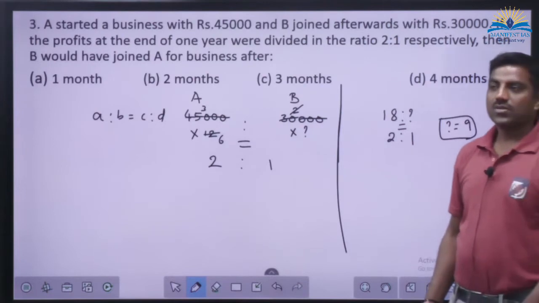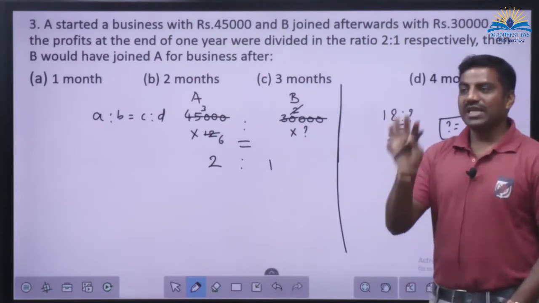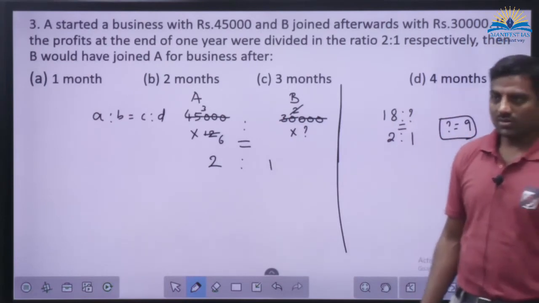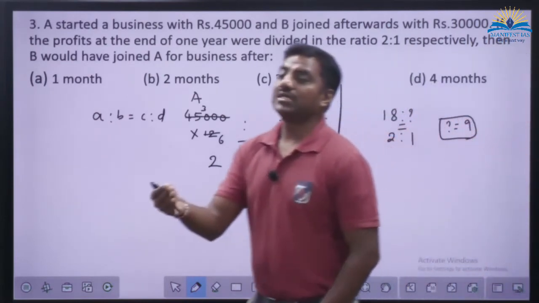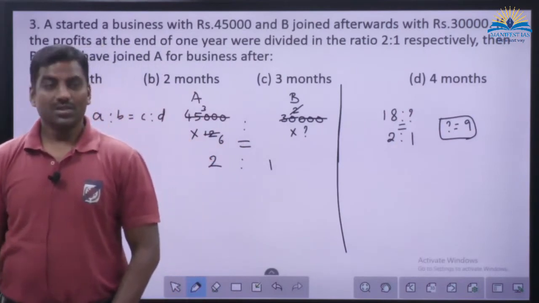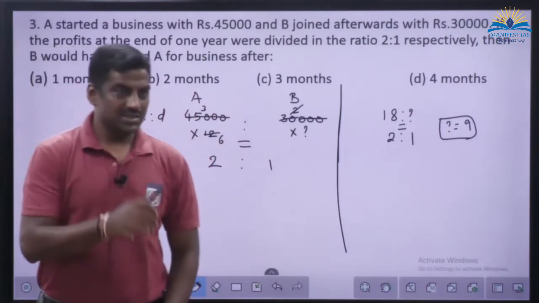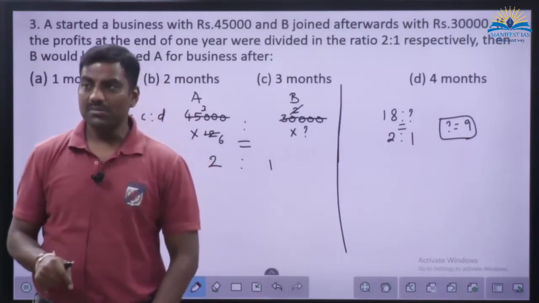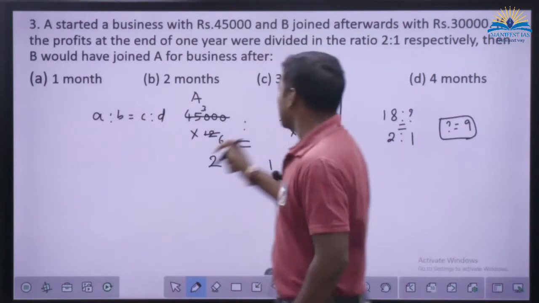After 3 months. 9 months is the investment period for B. But he has joined later, no? And he is keeping his investment up to the end of calculation, and he has invested only for 9 months. So how many months after the investment of A has he come? 3 months. That is what they have asked.